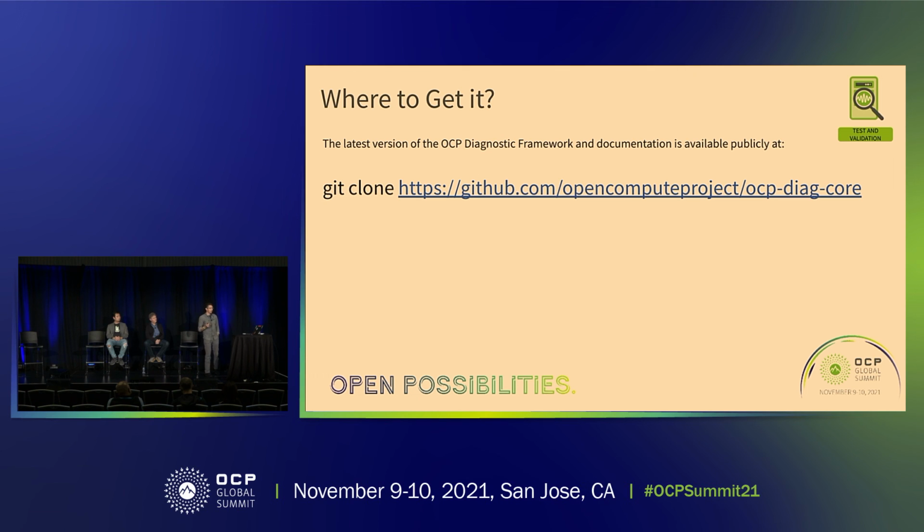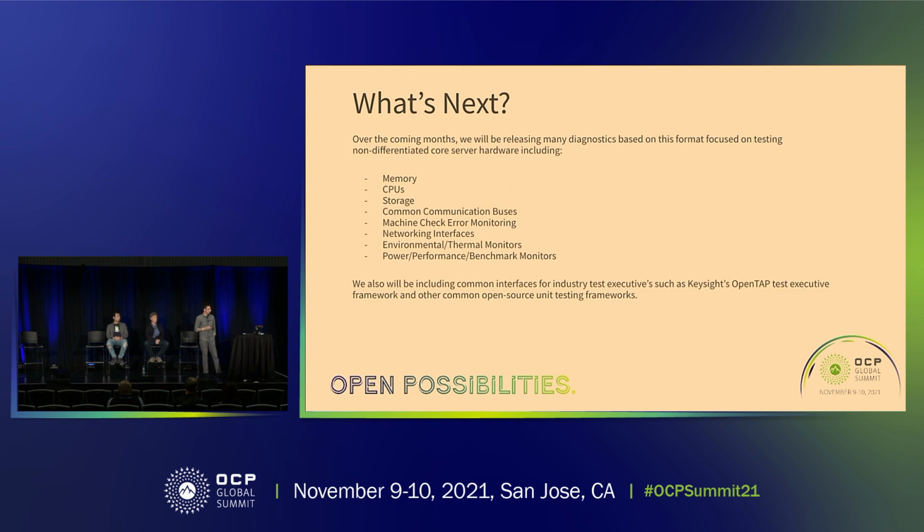So the key is, where do you get all this and how do you get involved? You should head to Open Compute's GitHub repo at ocp-diag-core. And this is where you'll find all the runtime and libraries that are needed to run diagnostics. Over the next few months, we're going to be making available more and more non-server differentiated diagnostics so that you can test the components, be it for memory, CPUs, storage, communication buses, machine check error monitoring, network interfaces, environmental monitors, and power performance or benchmark monitors.